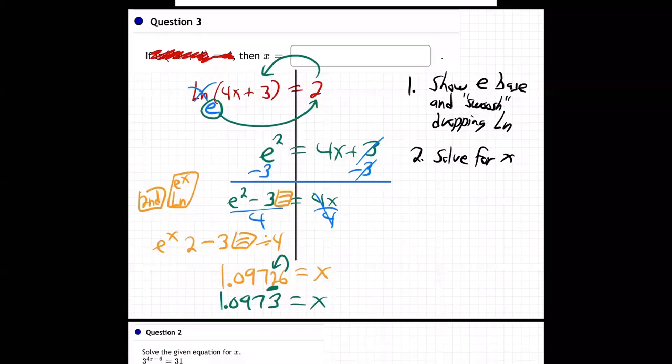So one more time, what did we do? When you have a natural log, you've got to put in the base of e, which is there, and then do the swish. Grab the base, do the swish, the log drops off, and you've got e to the second equals 4x plus 3. Then just get x alone and type it into your calculator. And there we go.